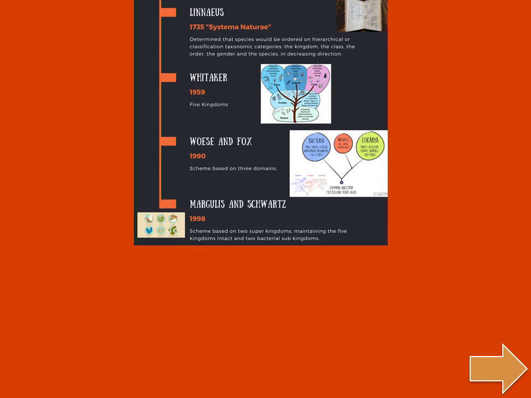Lynn Margulis and Karlene Schwartz followed with the system of classification of the five kingdoms, adding two superkingdoms and two bacterial subkingdoms. One superkingdom is the prokaryote, with the kingdom bacteria and subkingdoms eubacteria and archaeobacteria. The other superkingdom is eukaryote, with the kingdoms protista, plantae, fungi, and animalia.